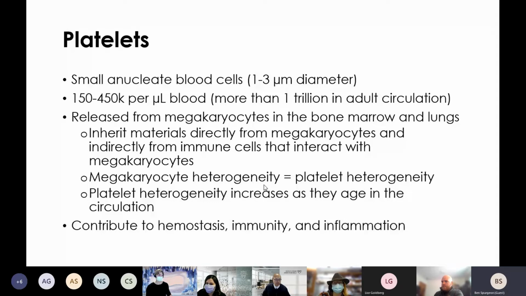The primary role of platelets is to prevent bleeding, and platelets can become activated very, very rapidly at the site of hemorrhage, where they aggregate with one another and contribute to formation of a hemostatic plug or a blood clot. But in recent years, a number of alternate roles have been identified for platelets, including roles in immunity and inflammation.